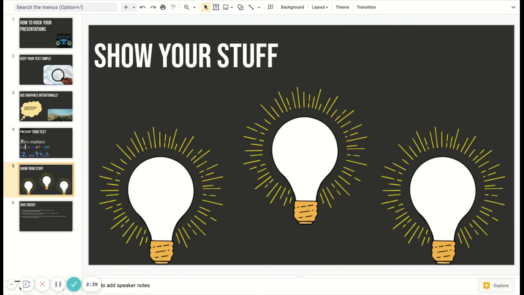A next thing to consider is show your stuff. Just because we're keeping our text simple and we're using pictures instead of words, or we're simplifying the way that we present our text, that doesn't mean that we don't still include the information. In our presentations, we want to answer the essential question, but also be able to use the presentation that you're going to give to share that information. So keep your presentation simple enough, but still include that key information.